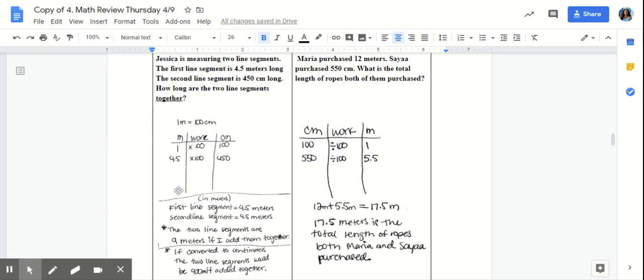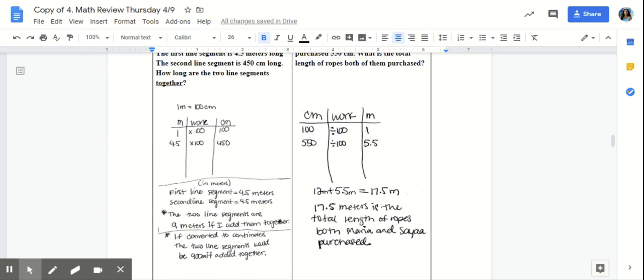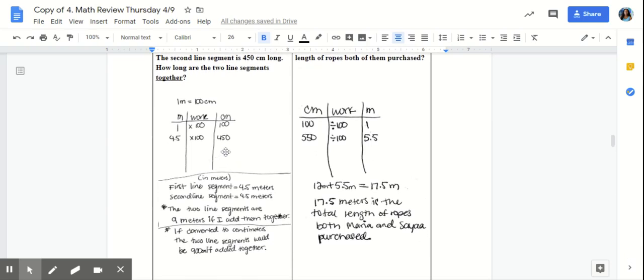I'm sorry, let's backtrack a little bit. My work that I showed here was from meters to centimeters. So I converted my meters to centimeters. So if I were to add that up, 450 plus 450 centimeters, I would get 900 centimeters. But I did both. So I knew that I could convert centimeters to meters, and that's already done by looking at my table. So then if I add those together, I would get 9 meters.